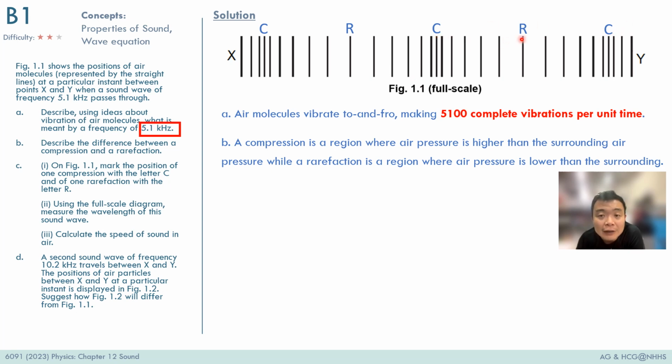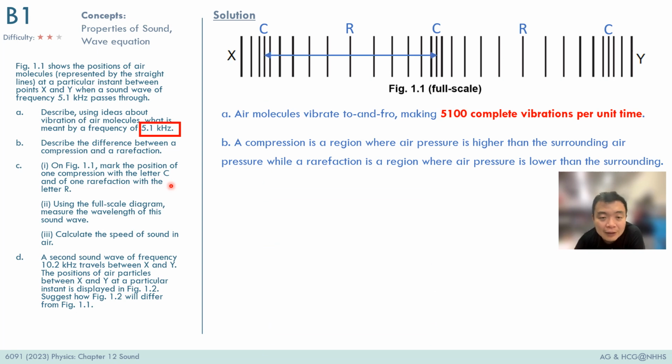And rarefaction, you are identifying a point where the neighboring particles are the furthest away from it. So this is a rarefaction point. We can also use the trick that I've shared. The rarefaction is always in the midpoint of two compressions. So this is the midpoint, and this is the midpoint of the two compressions. So that's C part 1.